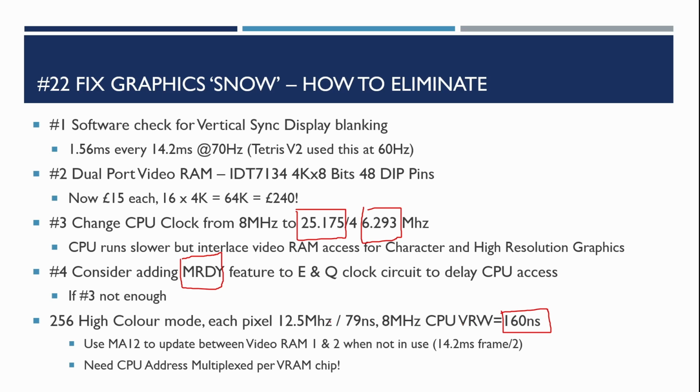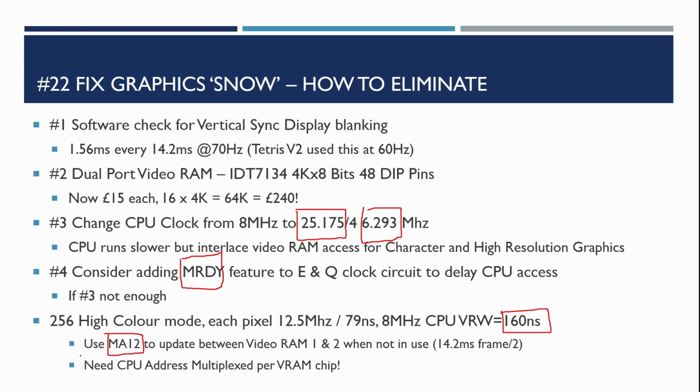So I was thinking about this, and there might be a couple of ways of doing this. However, I'm not sure they're going to be that practical. Because we have 2 banks of video RAM, we're only actually accessing 1 bank of video RAM for half the time on the screen. So I did think that what we could do is use one of the address lines that switches between the video RAM 1 and video RAM 2, and that would actually give us about half a frame, so 7 milliseconds for every 14 milliseconds, where we could update the video RAM chip.